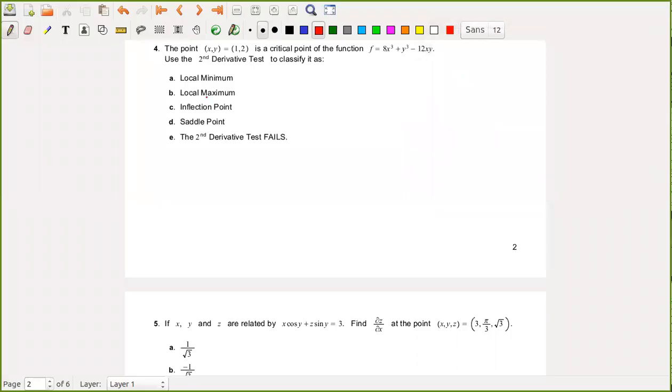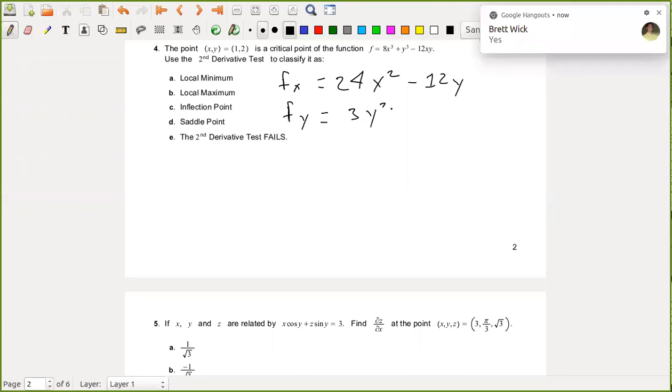Okay, so now we're actually going to do this problem. We're going to have to compute the Hessian, which means we need the second derivative. And if we're going to find the second derivative, it means we need the first derivatives. So first, fx is equal to 24x squared minus 12y, and fy is equal to 3y squared minus 12x. And Brett Wick says yes. So that's good to know.